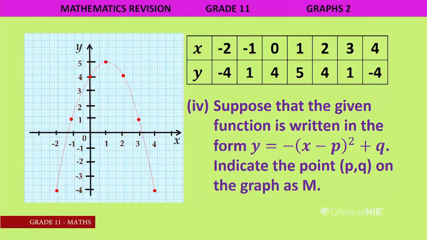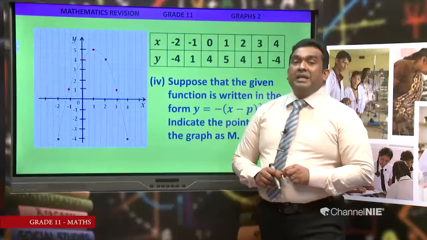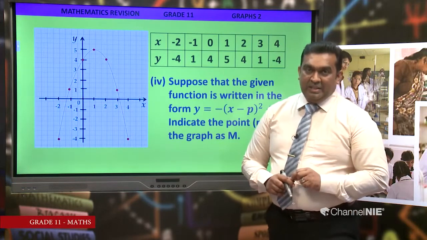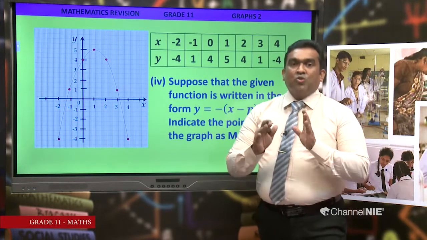Suppose that the given function is written in the form y equals minus (x minus p) squared plus q, the perfect square form of the curved line graph. Here we indicate the point (p, q) on the graph as M. What is p? P is the x coordinate of the turning point, according to the definition.